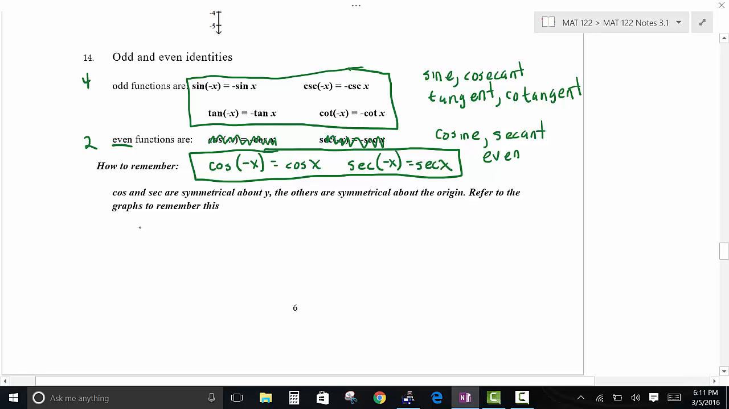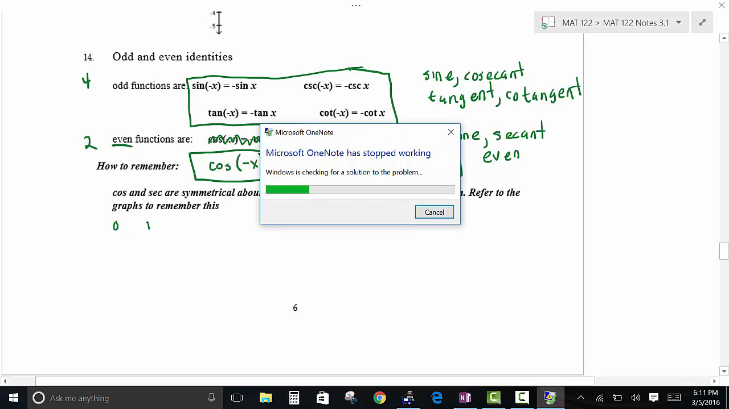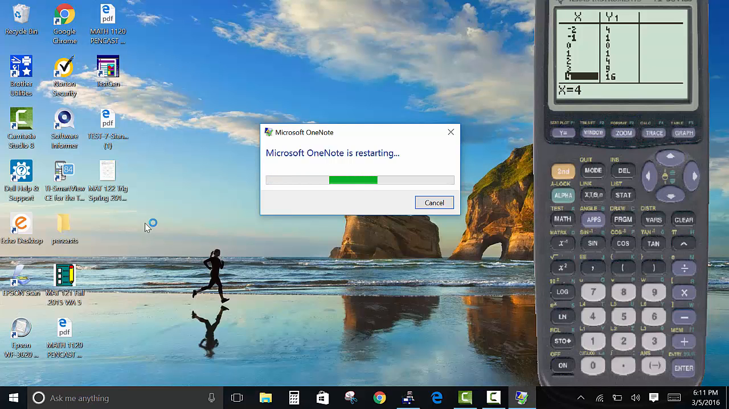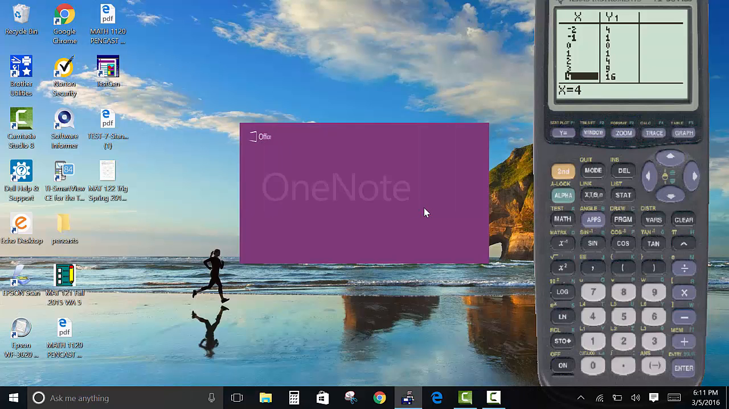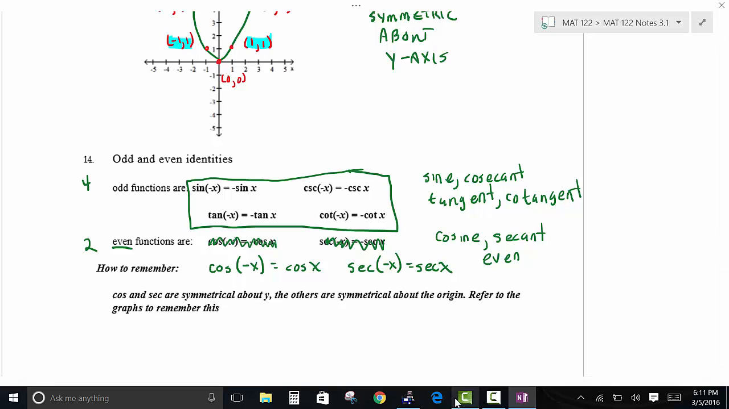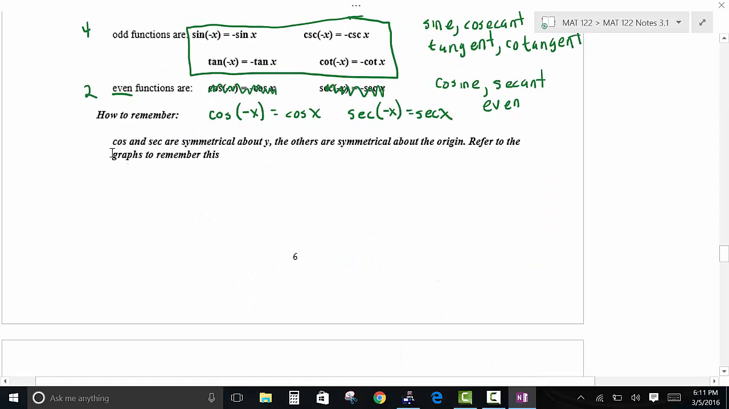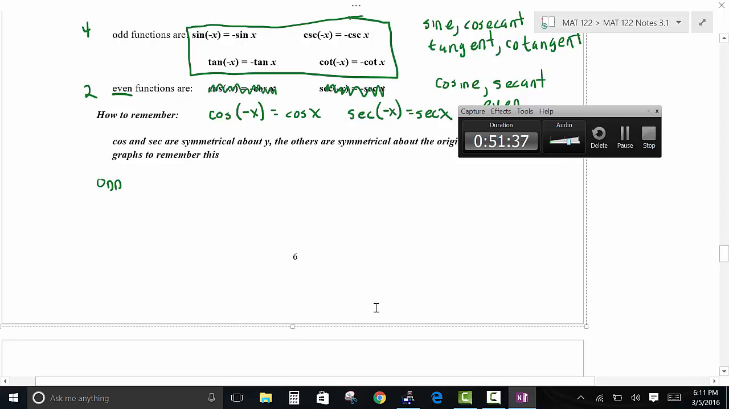Here's what I always tell students to do on this. If you have an odd function, and I keep reiterating this, oh, what happened? Okay, I think I'm still recording, so I think I'm okay. All right. Computers always surprise. Every time you mess with a computer, something happens. I'm still recording, so I think we're good.